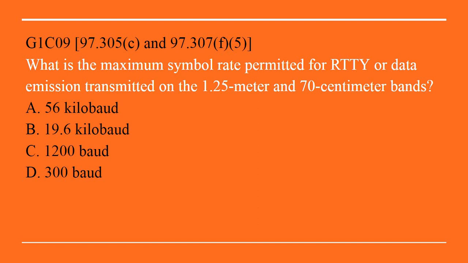G1C09, what is the maximum symbol rate permitted for RTTY or data emissions transmitted on the 1.25 meter and 70 centimeter bands? A. 56 kilobaud. B. 19.6 kilobaud. C. 1200 baud. Or D. 300 baud. Correct answer here is A. 56 kilobaud.